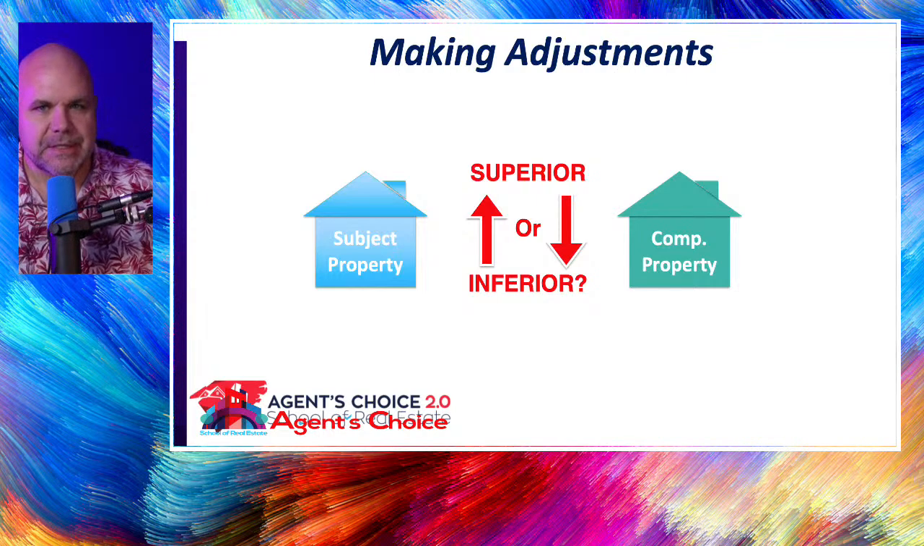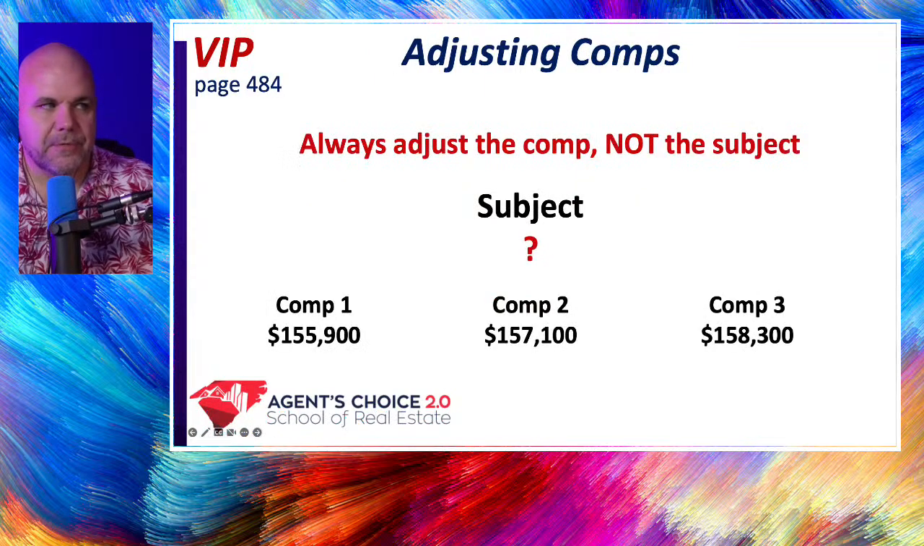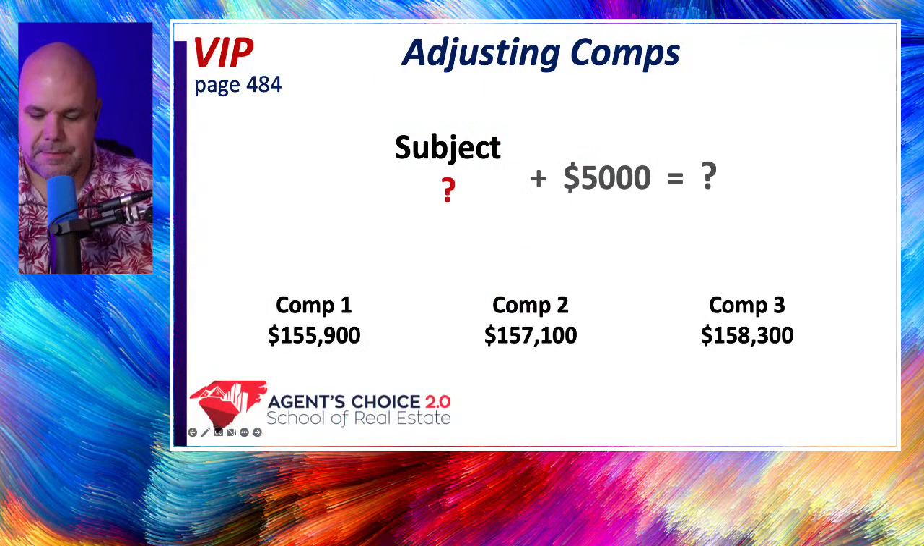Superior comps versus inferior. If it's superior, it means it has more things, better things than the subject property. And we need to make adjustments because of that. You need to either add or subtract. If it's superior, we're going to subtract from what the comp sold for. So it looks like this.